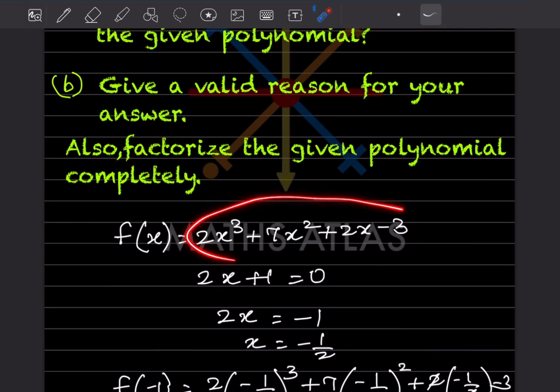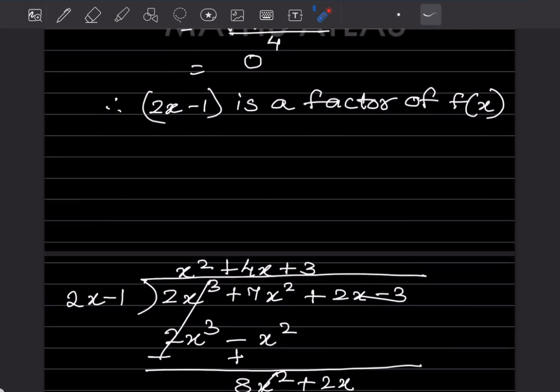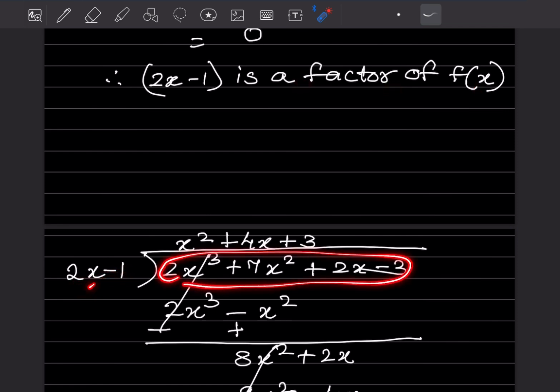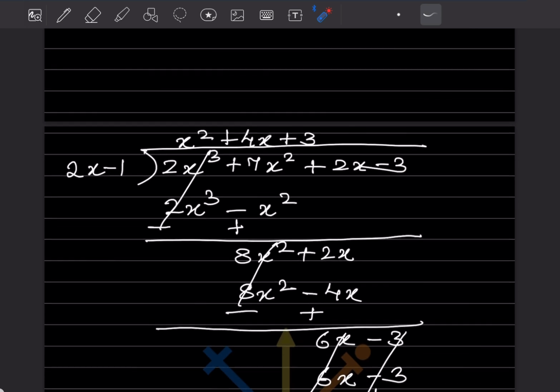So this is the polynomial given. We will divide this by 2x minus 1, because this is a factor of f of x. So this polynomial we have to divide by 2x minus 1. While dividing such a polynomial, we'll take the first term. There are 4 terms in it.